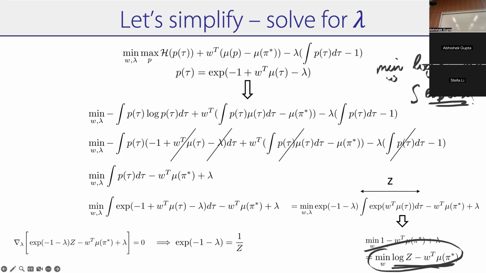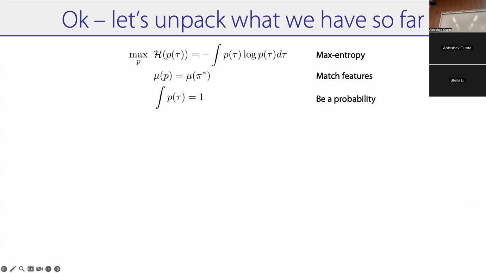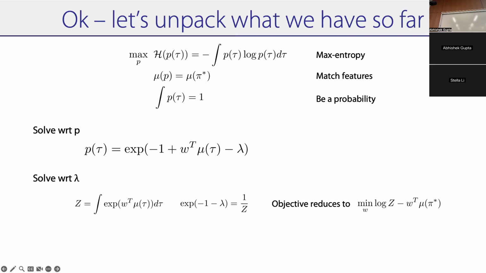So what did we do in this slide? I know we've gone through a lot of algebra. We solved for P first. So we took P, we substituted in, and we solved for lambda. And we saw that when you solve for lambda, x minus 1 minus lambda is equal to 1 over z, where z is equal to the integral of x W transpose mu over all trajectories. So let's close the loop. We solved with respect to P, it gave us this objective. We solved with respect to lambda, and it showed that our final objective reduces down to min W log z minus mu transpose of expert features.